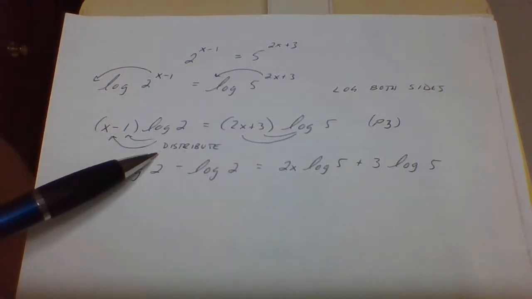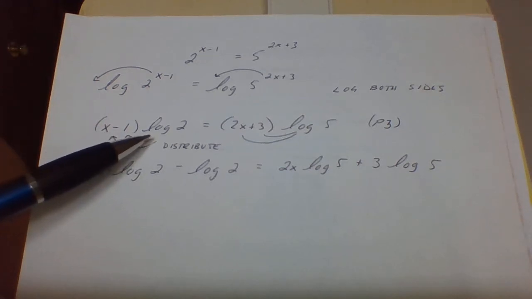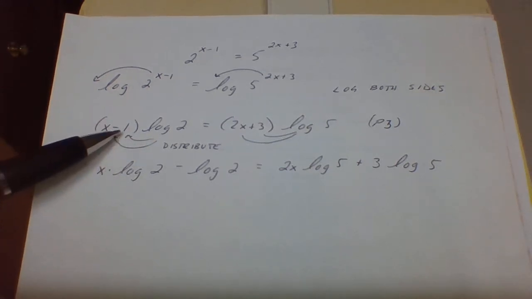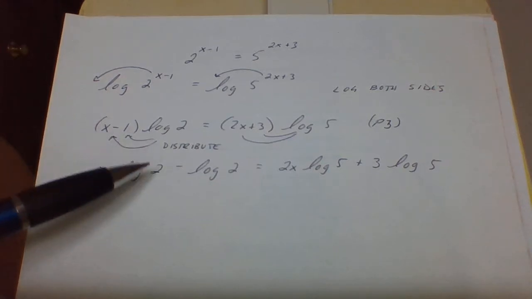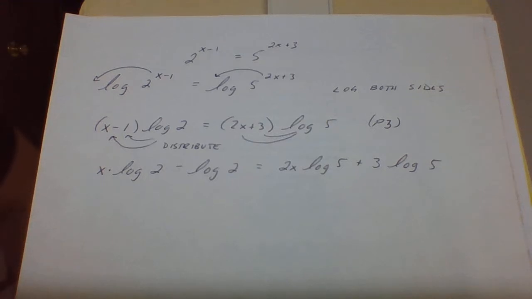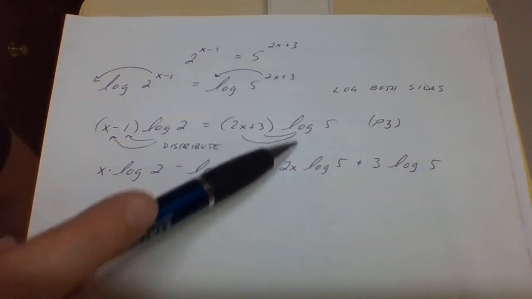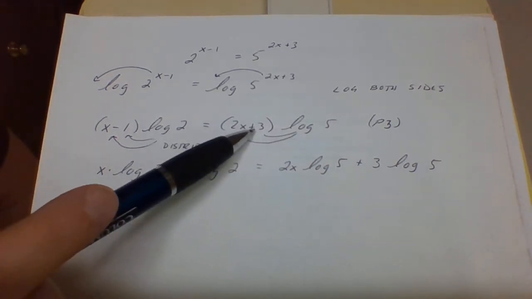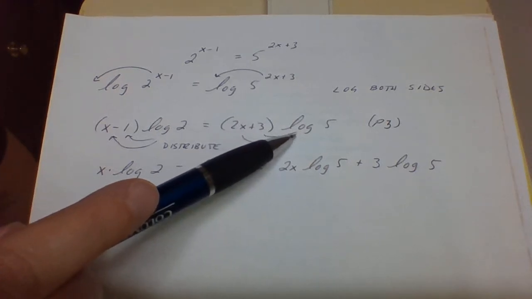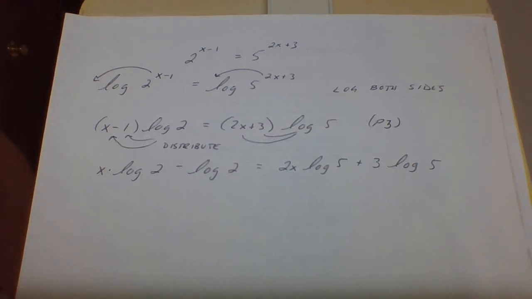So I'm going to go ahead and distribute on this left-hand side. So I've got x times log of 2. When I do this 1 times log of 2, I'm just going to get log of 2 right back. I'm going to keep my subtraction sign that you saw. And when I go do the right-hand side, I've got this 2x times log of 5, that's this piece, and I've got my 3 times log of 5, there's that little piece. So now what you've had here is everything distributed.